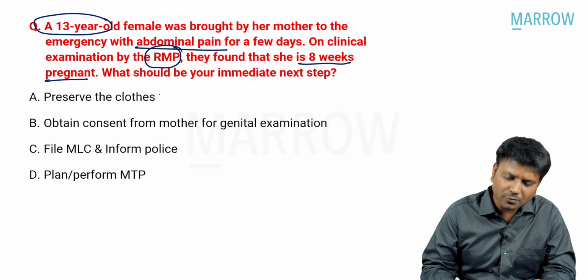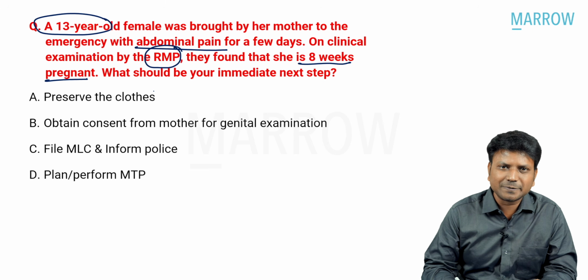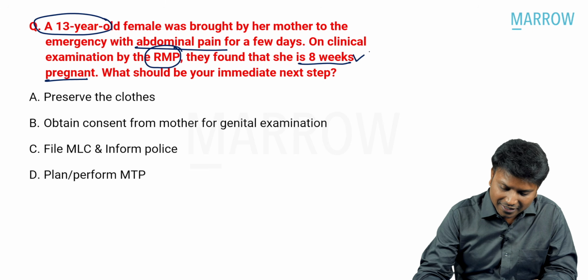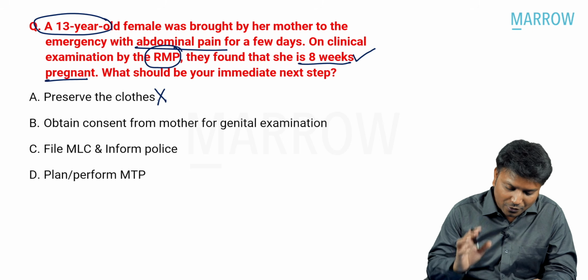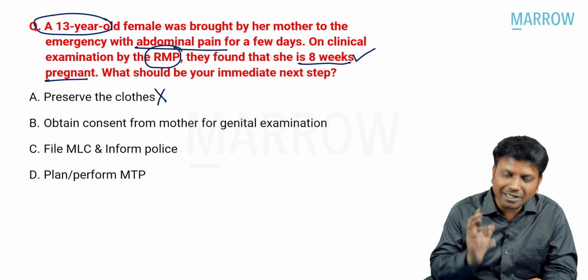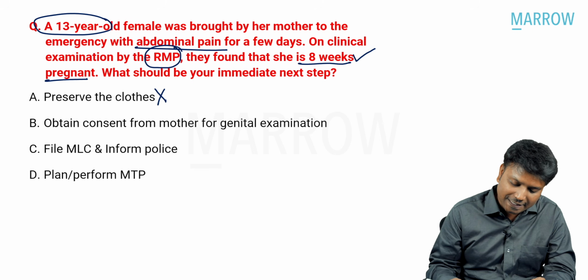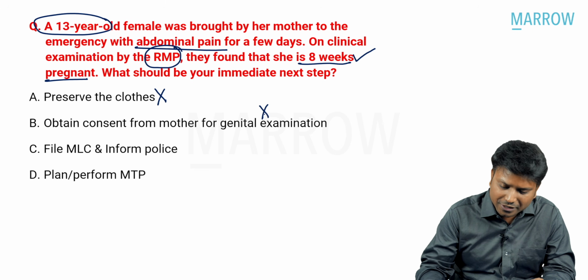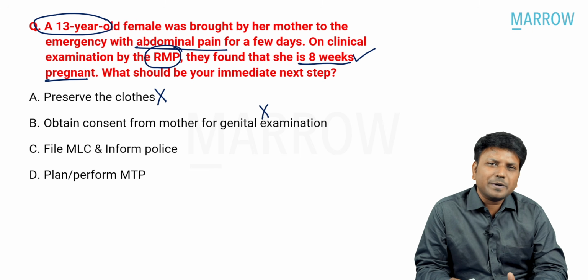Preserve the clothings. Why do you want to preserve the clothings now? Clothings are preserved particularly in a case of recent sexual assault so that the evidences can be preserved and whatever stains that can be in the clothing, you can analyze. And here she is already 8 weeks pregnant. What is the point of preserving the clothings here? There is no point at all. You need to think logically and apply your common sense. Obtain consent from the mother for genital examination. Why do you want to do genital examination here? She has already been examined and already diagnosed to be 8 weeks pregnant. What is the point?